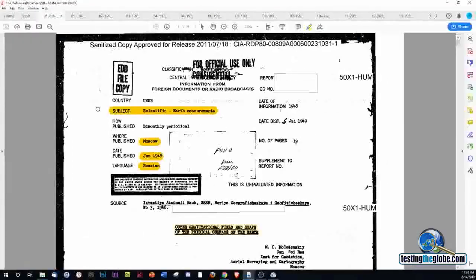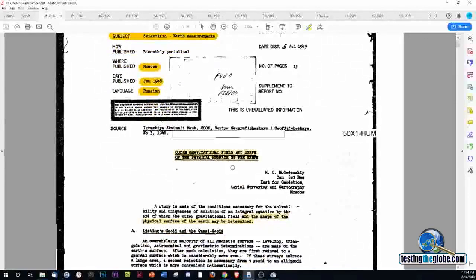I'm going to pull it up here in Adobe Acrobat. It's a little easier because I've already highlighted some stuff here. Same document. All right, so the subject is Earth measurements, 1948, Moscow, Russia. Outer gravitational field and shape of the physical surface of the Earth. They're trying to figure out the shape of the Earth? Wait a minute. I thought we knew the shape of the Earth since Pythagoras and Eratosthenes, right? Well, apparently the Russians didn't get the memo.